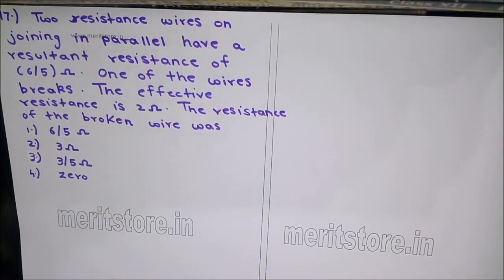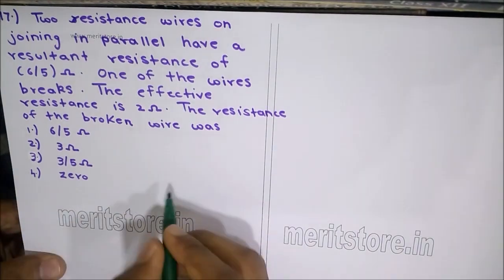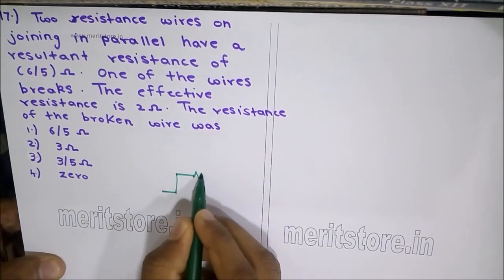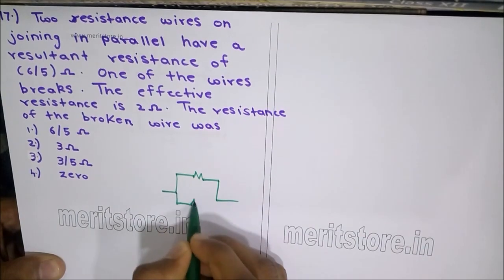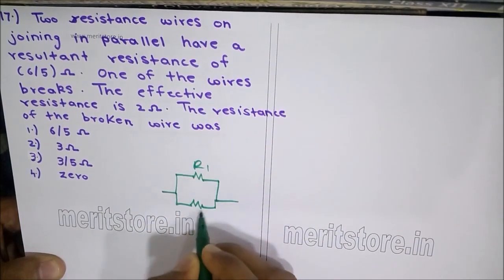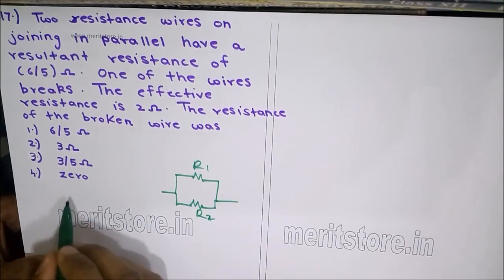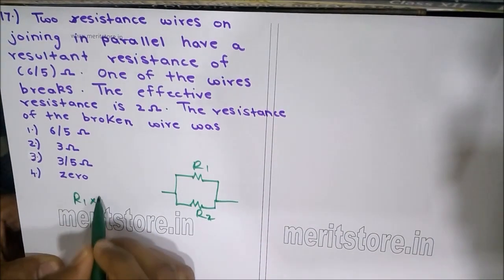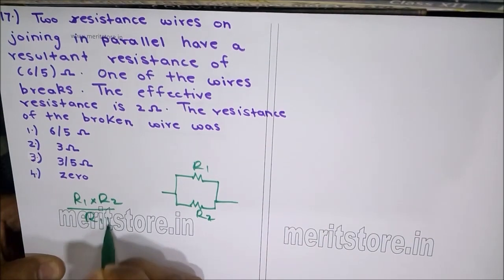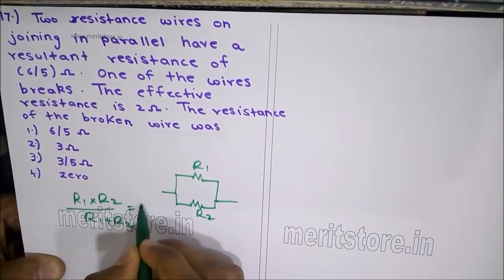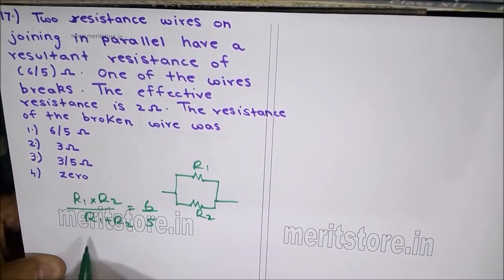Two resistance wires on joining in parallel have a resultant resistance of 6 by 5 ohms. One of the wires breaks. The effective resistance is 2 ohms. The resistance of the broken wire was? Let us draw two wires of unknown resistances R1 and R2 in parallel combination. So the effective resistance now would be R1 into R2 upon R1 plus R2, which is given a value of 6 by 5 ohms.